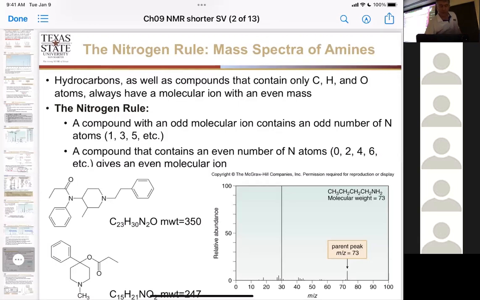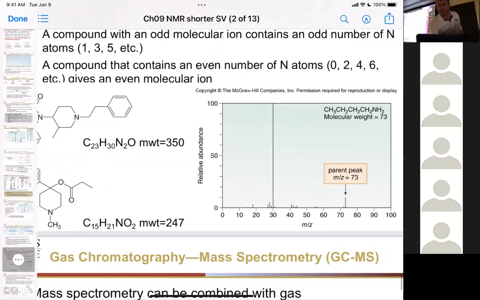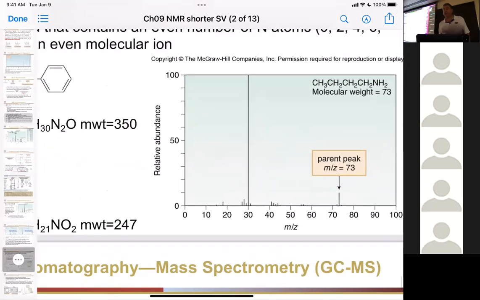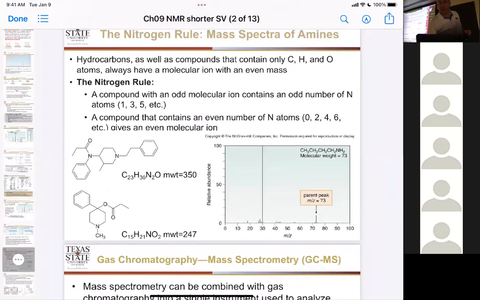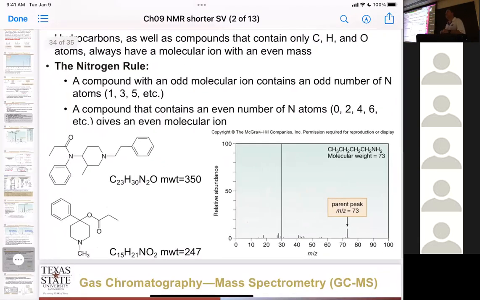So when we look for things like that, if you're given a little mass spec like this, and you're saying, oh, my parent peak is at 73, and you're given 3 choices of what the compound could be, because it's an odd number, you're going to choose the one with nitrogen in it, because odd numbers give us our nitrogen in our system. Okay, questions on that?